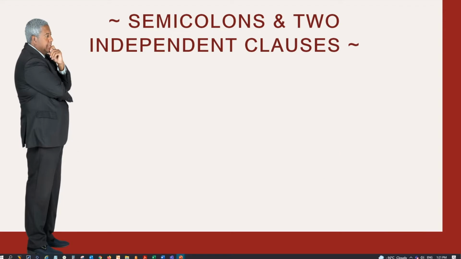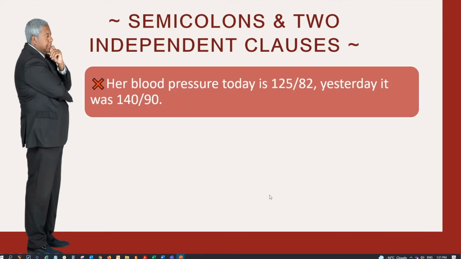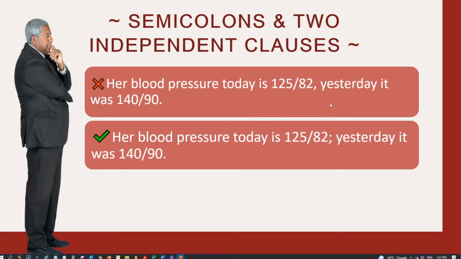All right, semicolons and two independent clauses. Again, here we go. Her blood pressure today is 125/82. Yesterday it was 140/90. We have two complete sentences here, but someone has put that comma there. We talked about that a bit earlier. Sentences about the blood pressure.